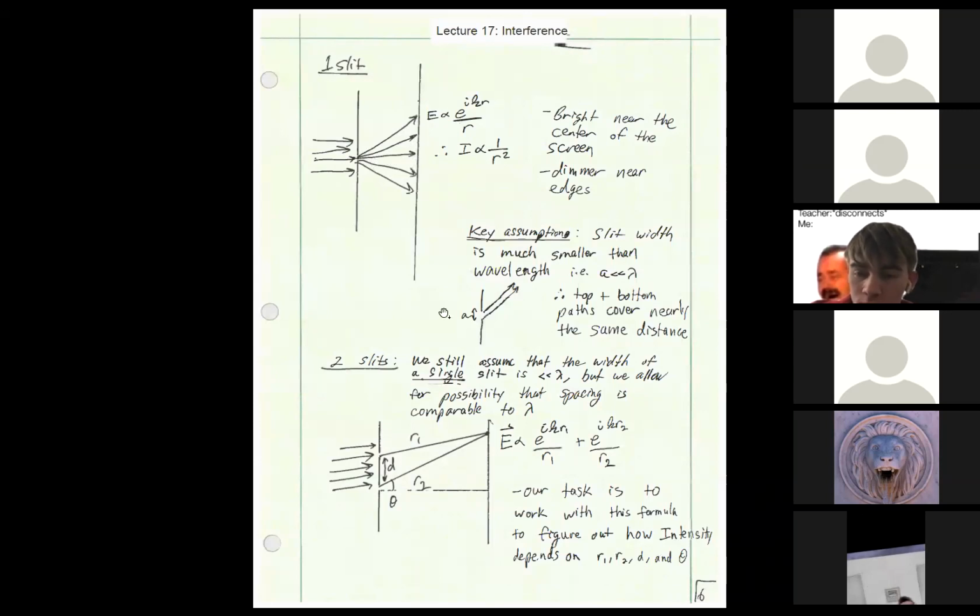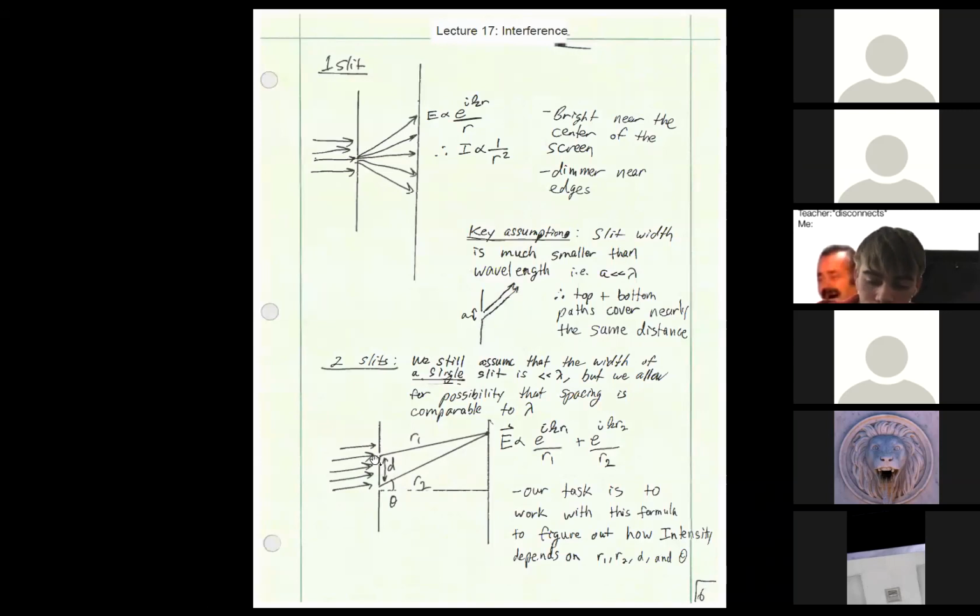Now there's a very, very important assumption here, an assumption that we'll relax next time. But for now, we're just doing the simplest case. And that assumption is that the slit is very small, so small that if I looked at the path from the top of the slit to our detector or the path from the bottom of the slit to our detector, the difference between those path lengths would be much less than the wavelength of light.